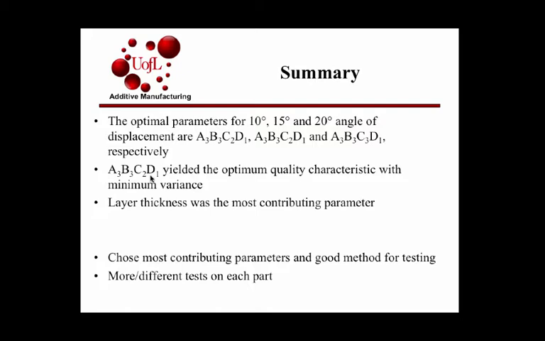So in summary, they tested at 10 degrees, 15 degrees, and 20 degrees, and they noticed that the trend for all of them, or the best output performance that they could get, was at level 3 for the air gap, level 3 for the raster angle, level 2 for the raster width, and then level 1 for the layer thickness. They noticed that overall, the layer thickness was the most contributing parameter, the most important or the most critical in every single test that they performed.